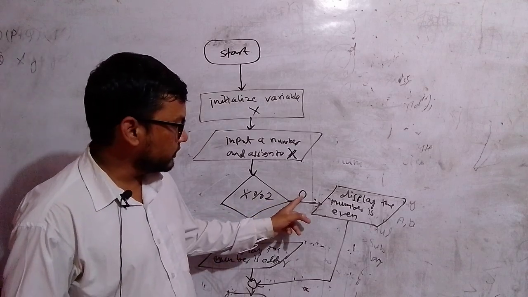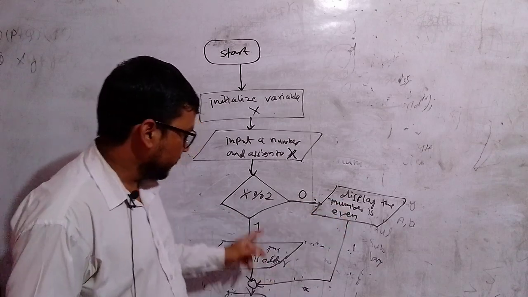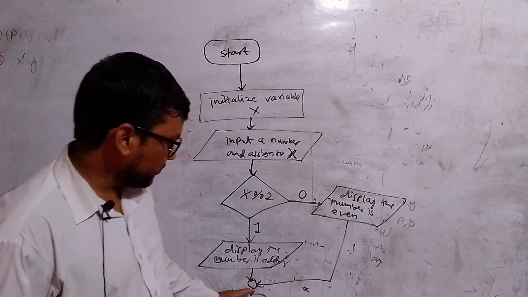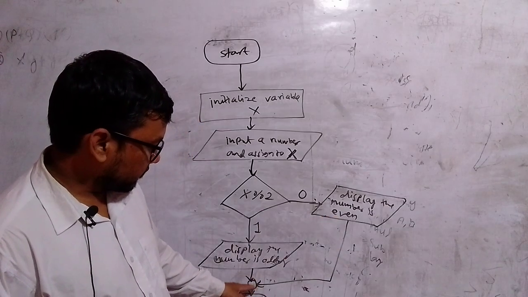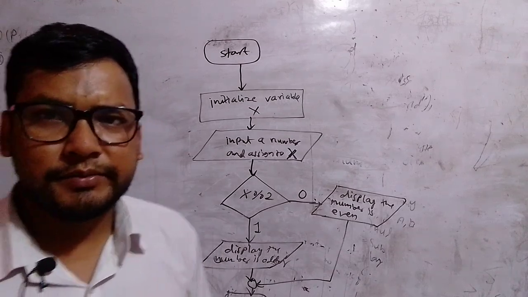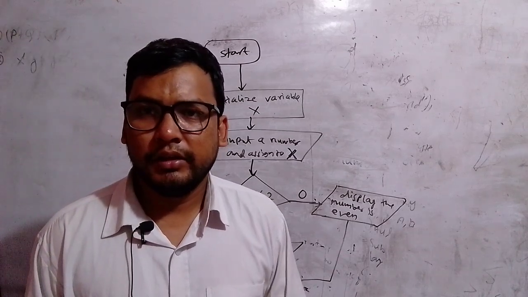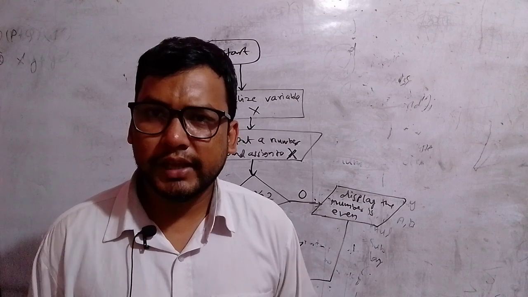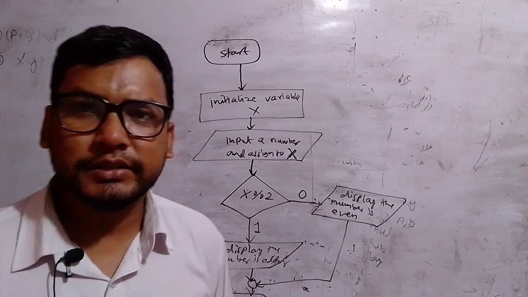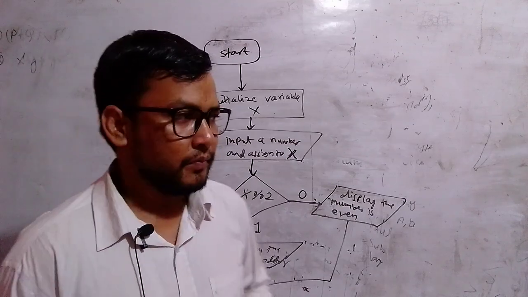If it gives 0, then display that the number is even. If it gives 1, then display that the number is odd. And we need to connect this to the process by a connector, and then the end. These are the steps to draw the flowchart to check whether the given number is even or odd. Now let's write the C program.